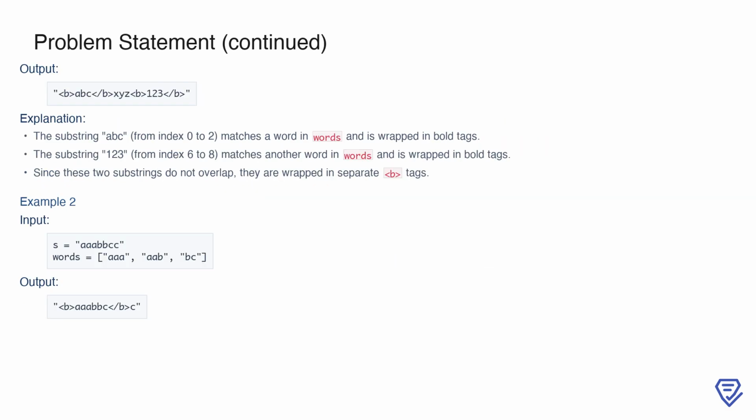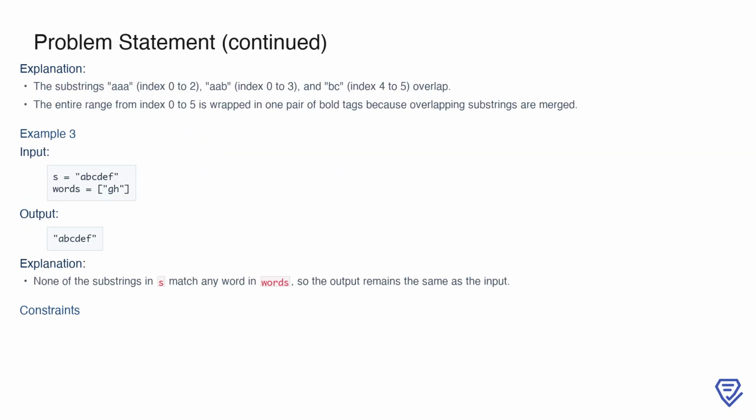If the input string S is "abcxyz123" and the words array contains "abc" and "123", the output will be <b>abc</b>xyz<b>123</b>. Here's why: the substring abc in S matches the first word in the words array, so it is wrapped in bold tags. Similarly, the substring 123 matches another word in the array, so it is also enclosed in bold tags. Since these two substrings do not overlap, each one is wrapped in its own separate bold tags. This ensures that the output is a properly formatted string with all matching substrings highlighted, while the rest of the string remains unchanged.